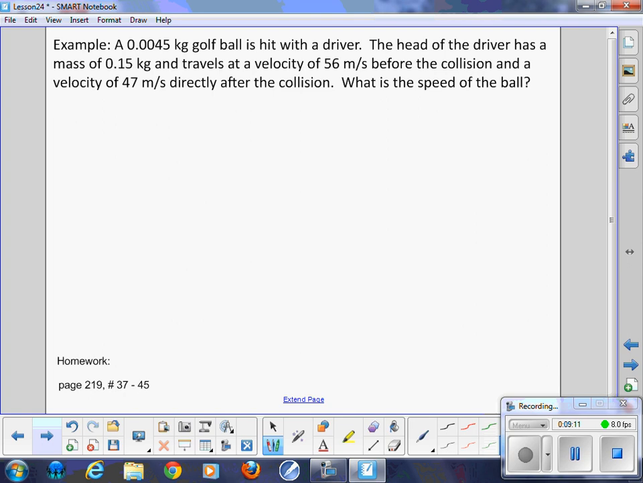So we have mass of ball, velocity of ball, and that's before the collision, plus mass of club, velocity of club, and it's got to equal, the momentum has to be maintained here, so we've got that mass of ball remains the same. The velocity of ball is going to change though. Similarly, we know that the mass of the club stays the same, but we also know the velocity of that club has changed.